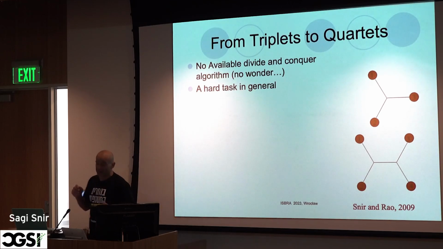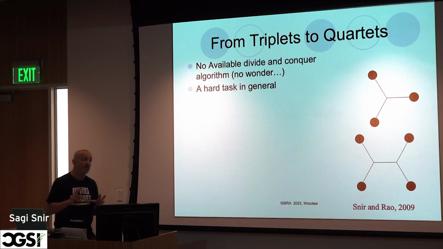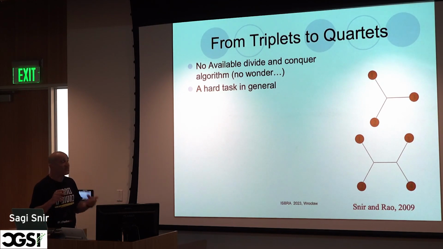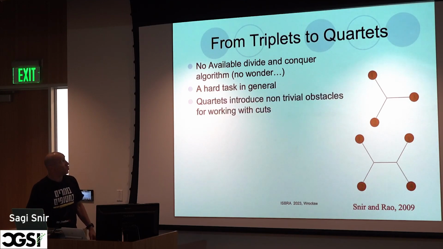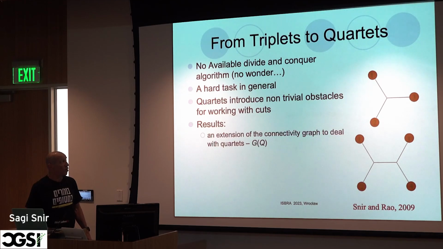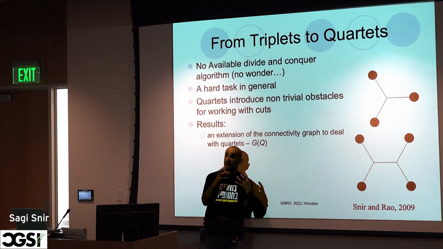This is something very strong, and I would say even unique, that even the decision problem is hard. Quartets introduce non-trivial obstacles for working with cuts. And what are the results that we achieved here? We build the quartets graph G of Q, where Q is the set of the input.